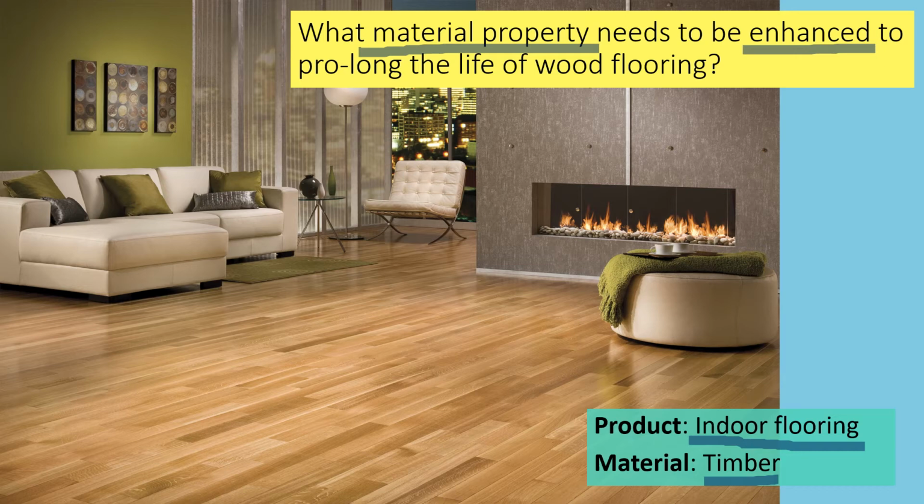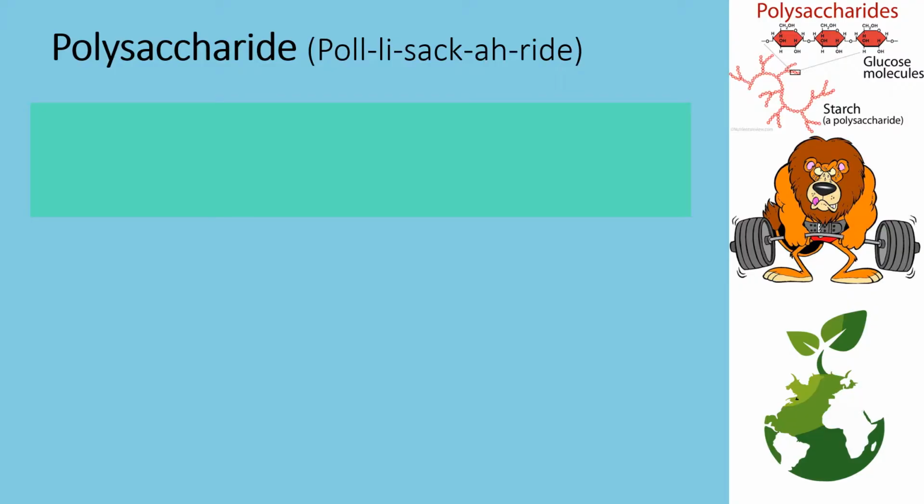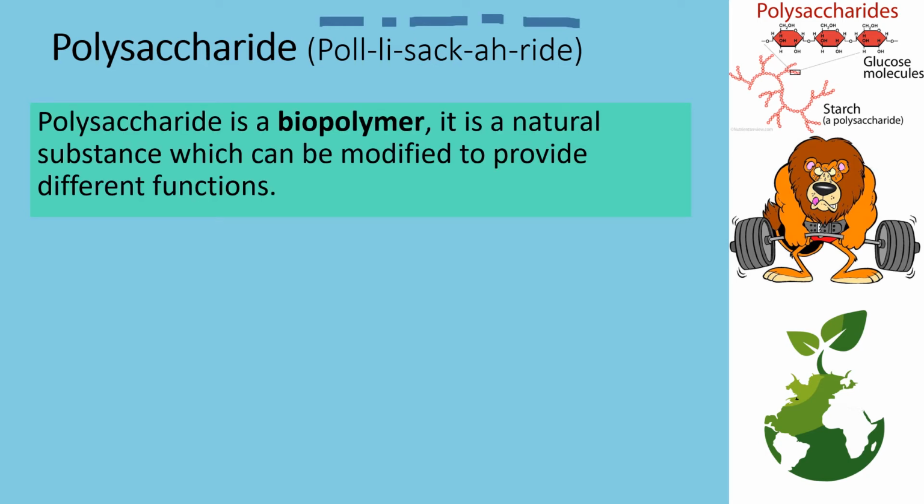So that's what we're going to look at now. We're going to look at a specific way to enhance the hardness of a timber material. And that's this thing here, polysaccharide. Polysaccharide is a biopolymer. It is a natural substance which can be modified to provide different functions. So when we say the term biopolymer, we mean it's been made with natural or organic substances, such as cellulose or perhaps starch.